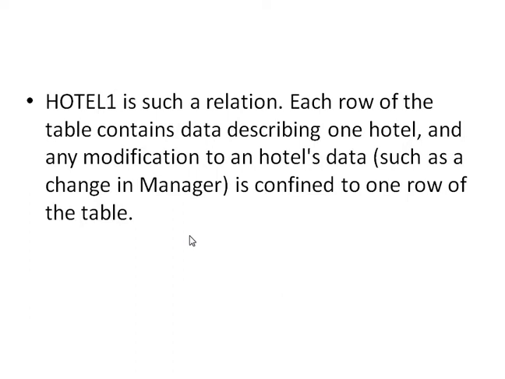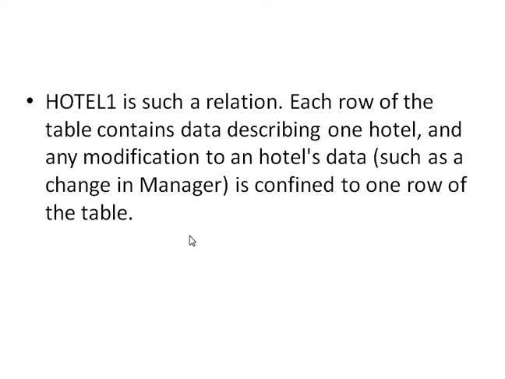Each row of that table contains data describing one hotel. That means each row is related to one hotel. It describes the details of one particular hotel. Every row in that table explains one particular hotel. And any modification to a hotel's data, such as a change in manager, is confined to one row of the table.